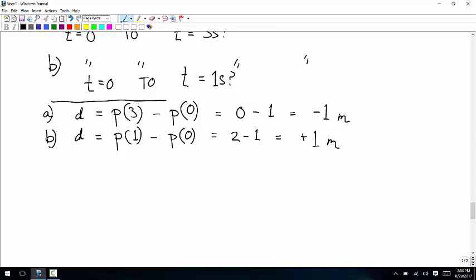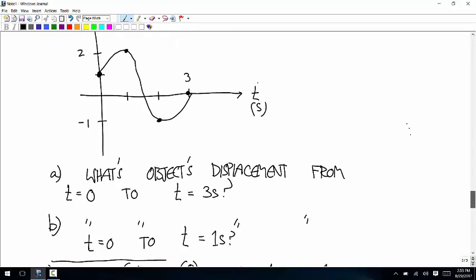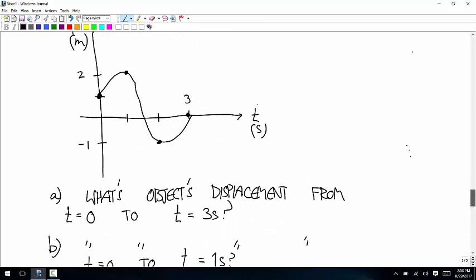Okay, so what does it mean that one of those is negative and one of those is positive? That's an important idea here. The displacement from 0 seconds to 3 seconds was negative, and from 0 to 1 seconds was positive. Well, that's that directional thing, and what that says is that the object went through all this motion, but the net motion was just going from +1 to 0, and so the object that we're tracking overall moved in the negative direction. Okay? So that negative sign tells you the direction.